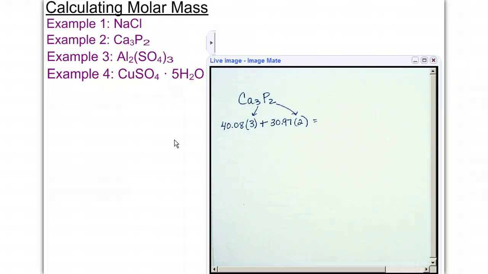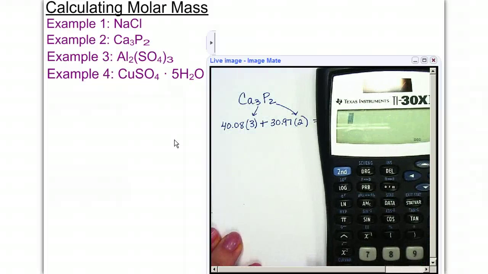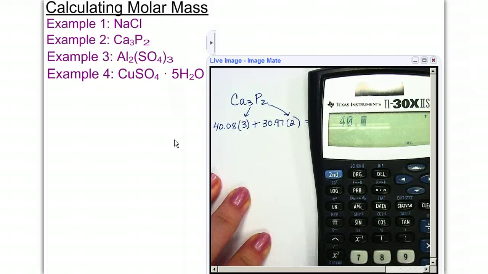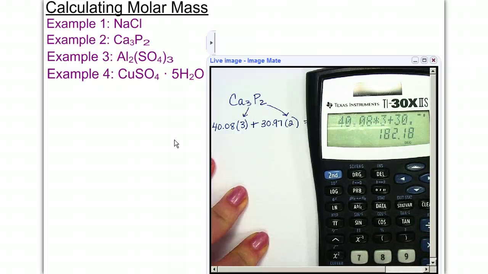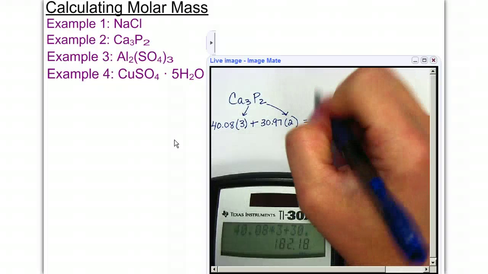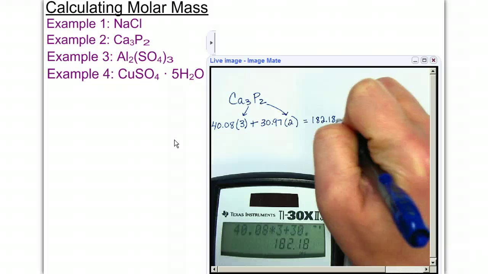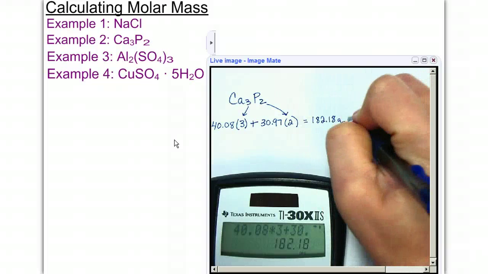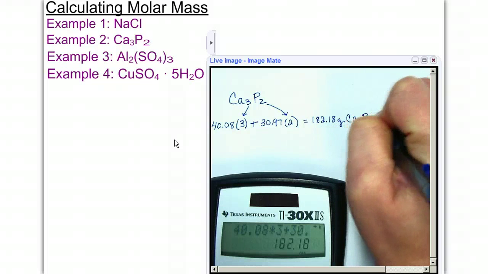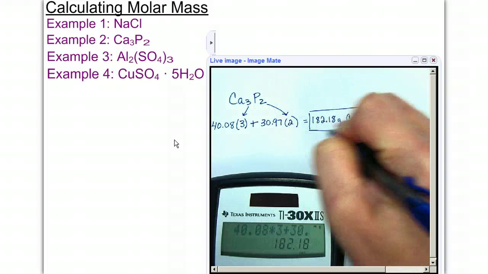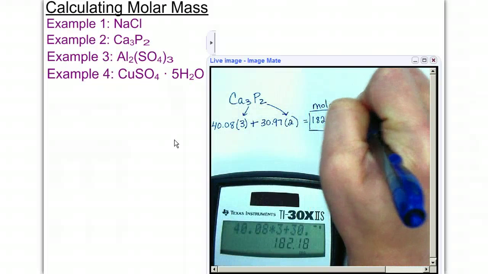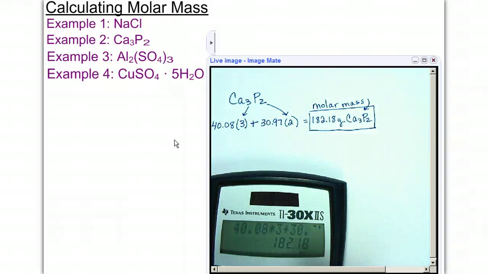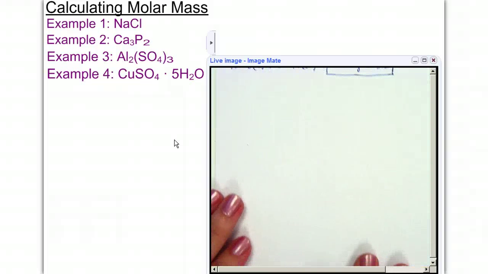So when I type this into my calculator, I'm going to get 40.08 times 3 plus 30.97 times 2, and that's going to give me 182.18. My unit will be grams, and this is grams of Ca3P2. This is the molar mass of calcium phosphide. Okay, let's try example number 3.